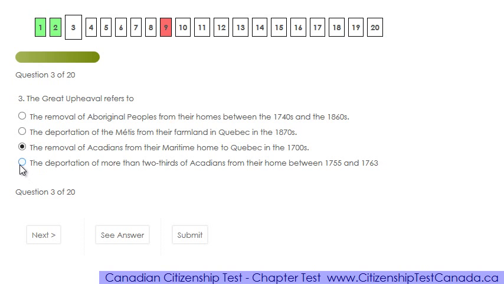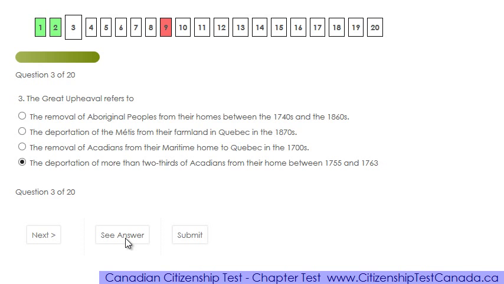My apologies, this is the correct answer. And the reason is, the Acadians were not deported to Quebec. They were just kicked out, and they basically went south. A lot of them ended up as far south as Louisiana. They are widespread, settling in different places, but the major settlements ended up down in the United States. So they were not removed and transplanted to Quebec. The deportation of more than 2/3 of Acadians from their home between 1755 and 1763. So you have to read the wording pretty carefully.